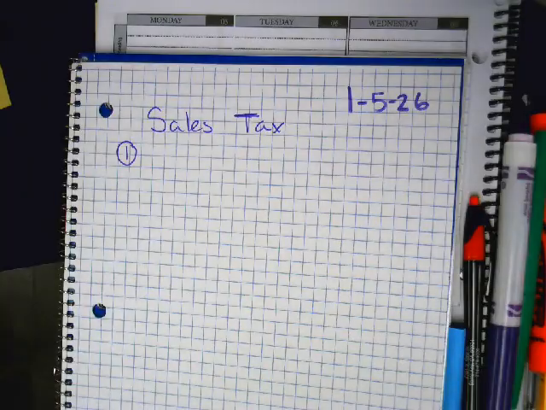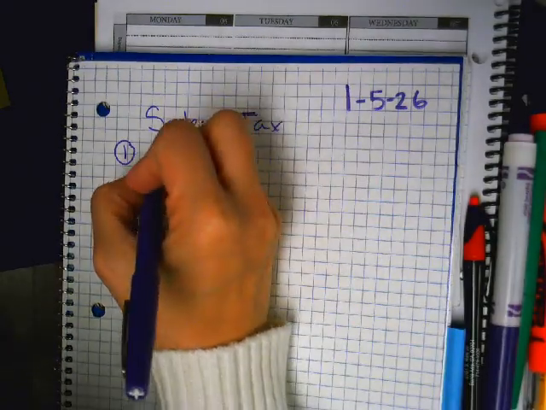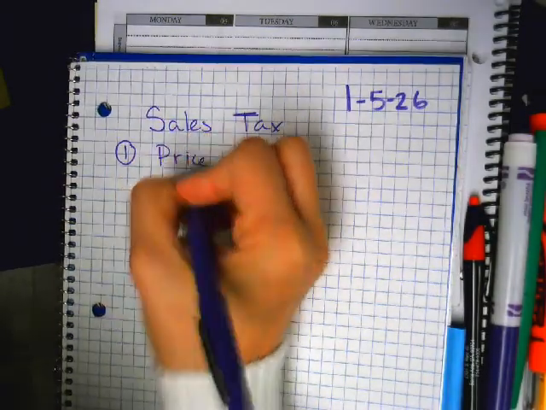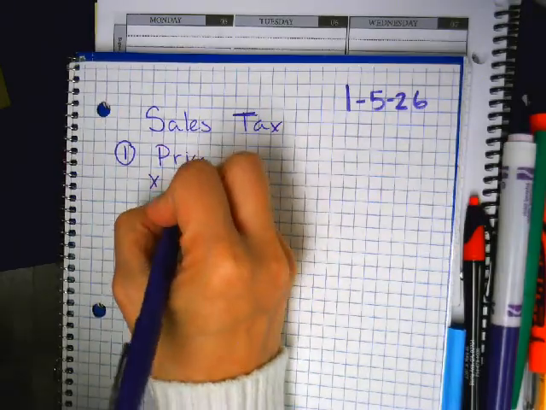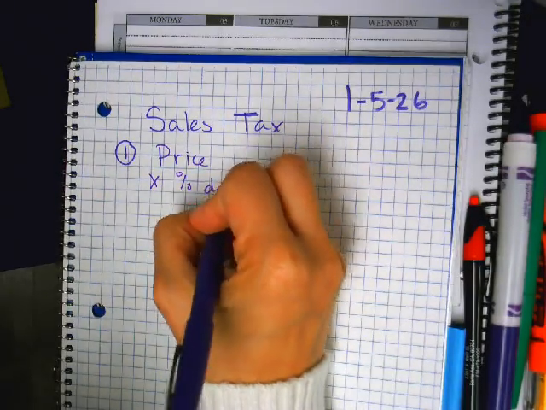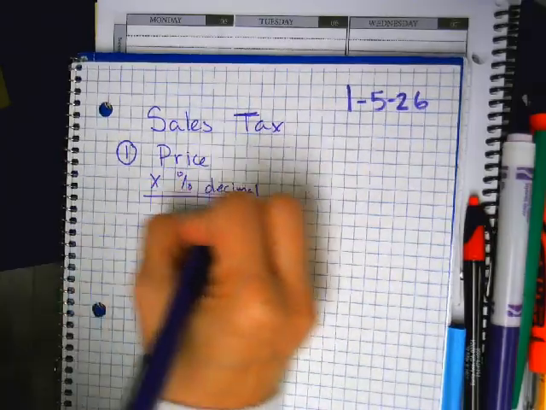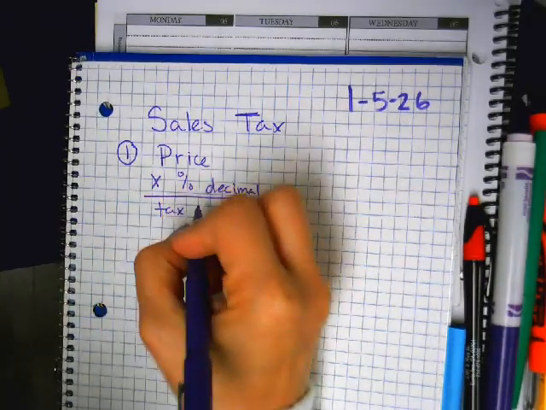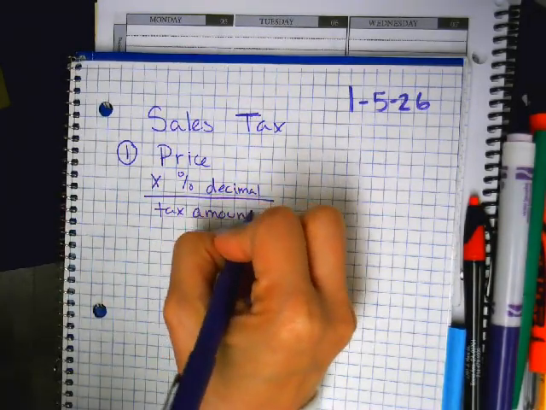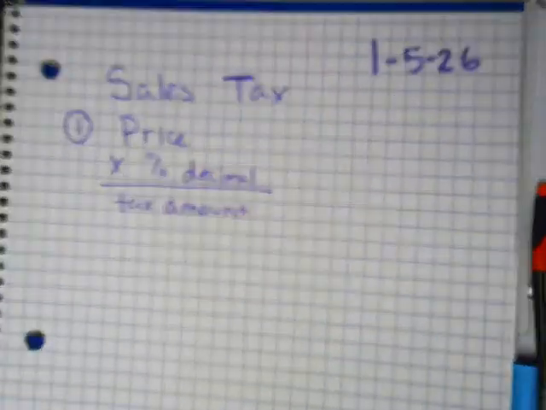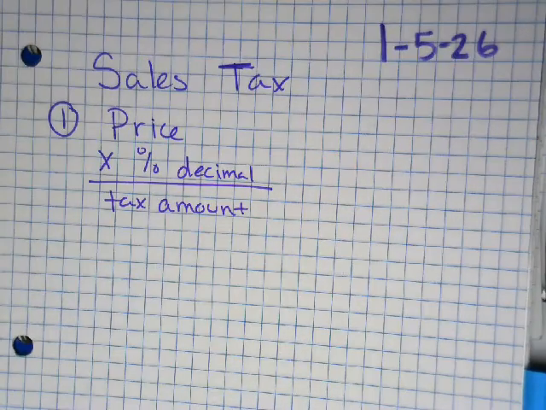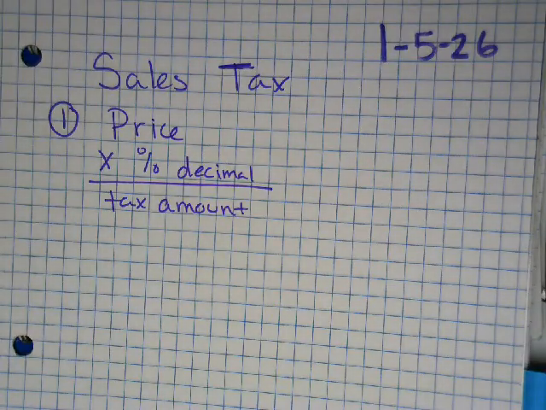All right, first step. Take your price and multiply it by your percent written as a decimal. This will give you your tax amount, which is exactly the same steps we did for discount. For discount, you took your price and multiplied by your percent written as a decimal, but instead of calling it your tax amount, it is called how much you're saving.